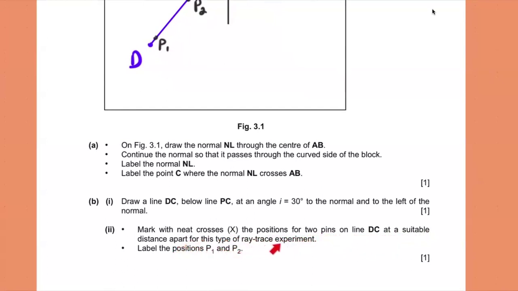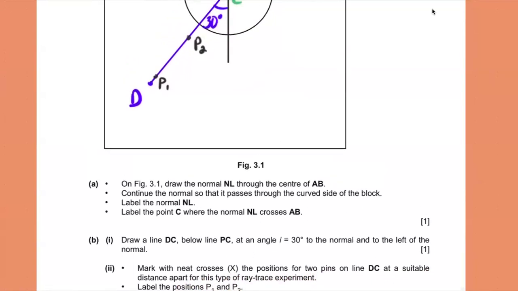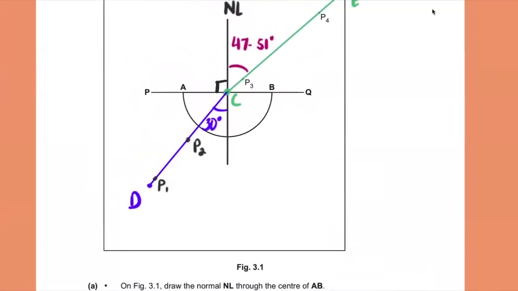For this type of ray trace experiment, label the positions P1 and P2. So again, similar to how you have these pins labeled here, there's one here, there's one here. You draw more pins here. Now, remember that I've made you do this experiment way back when we were doing light. This is how those experiments go.